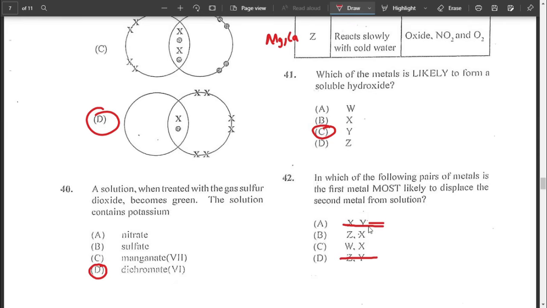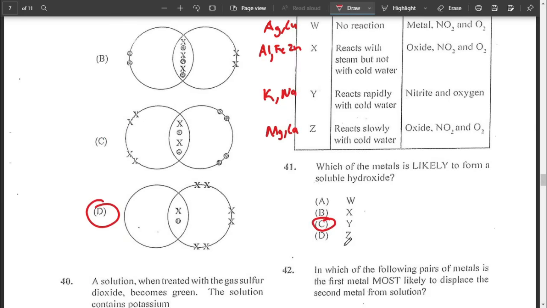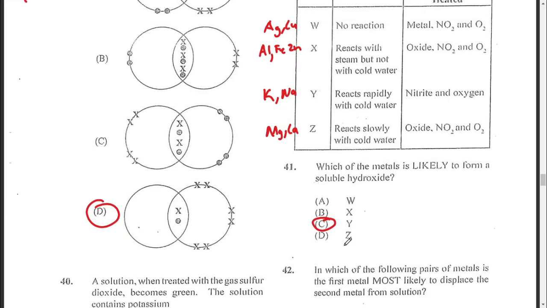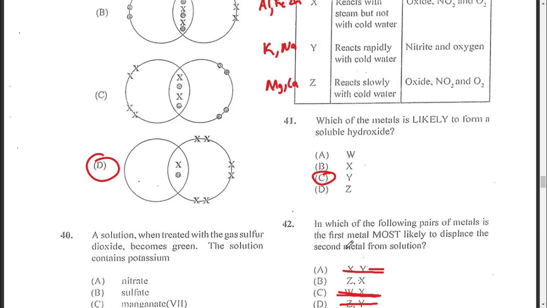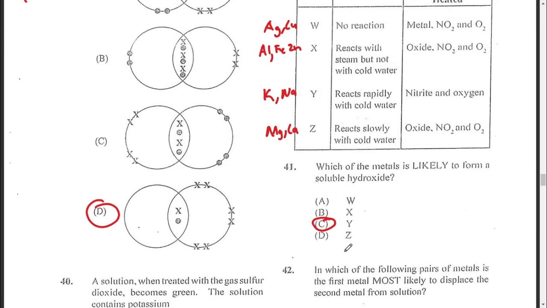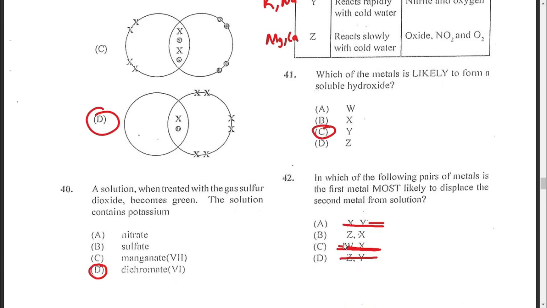All right. So we are now left with ZX or WX, and W is below hydrogen, so it is the least likely to displace anything. W won't displace anything at all, so we're left with ZX. Z is magnesium and calcium, and X is aluminum, iron, and zinc. And since magnesium and calcium are above aluminum, iron, and zinc, then magnesium will displace aluminum, iron, and zinc from solutions. So the answer is D.